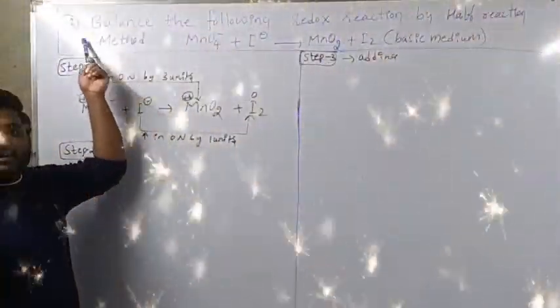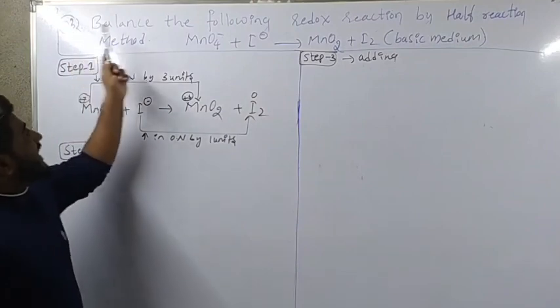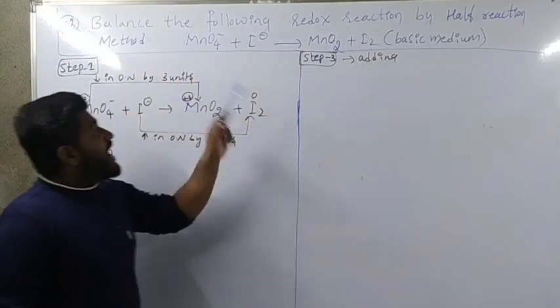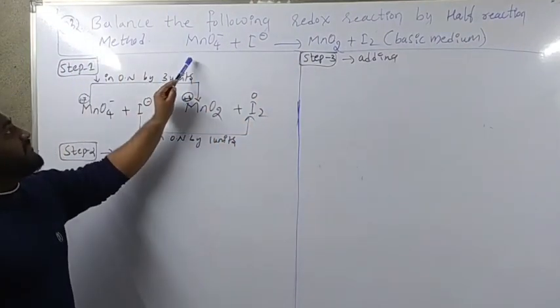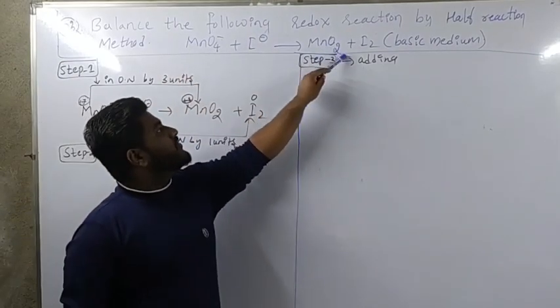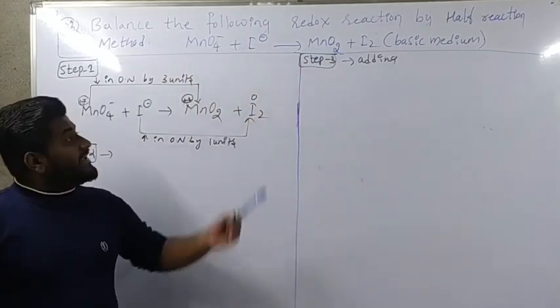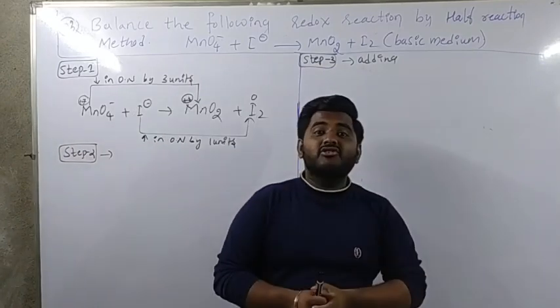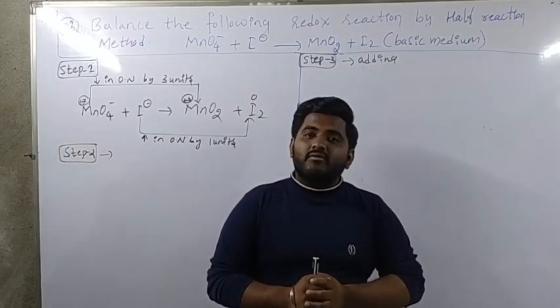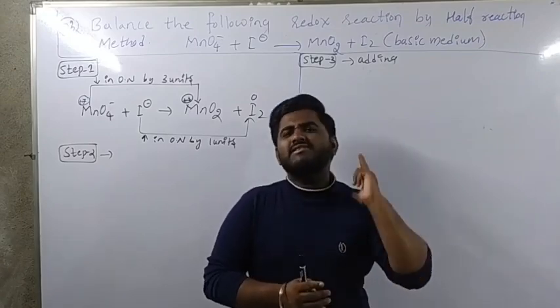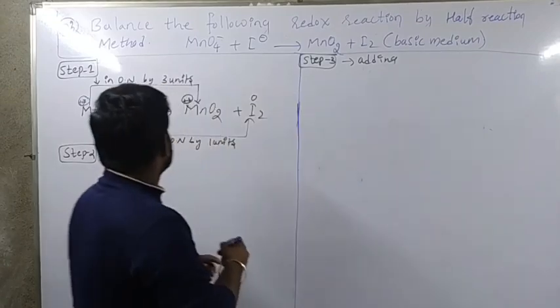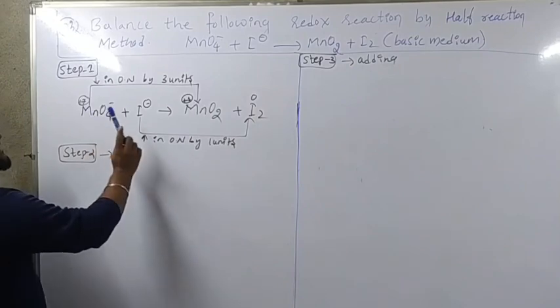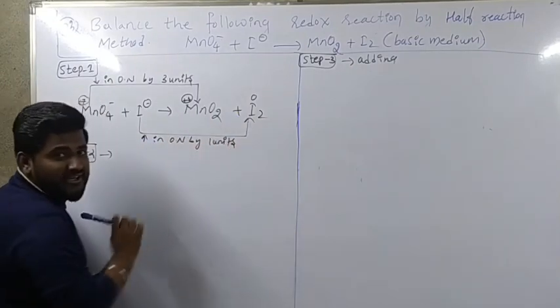Yes, first, this is the third question, guys. Balance the following redox reaction by half reaction method. MnO4 minus and I minus give rise to MnO2 and I2 in basic medium. See, guys, this is in half reaction method they are asking. Then what to do? Everything is same. Second step is different. We'll see that. First step is same. MnO4 minus, I minus, MnO2 plus I2, the given equation.